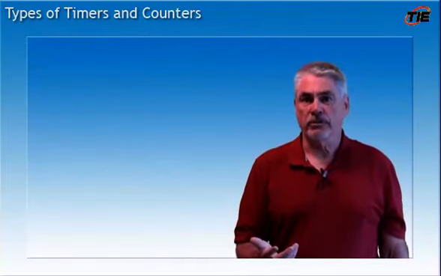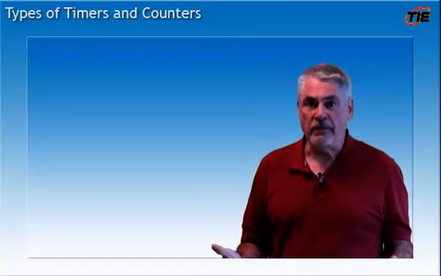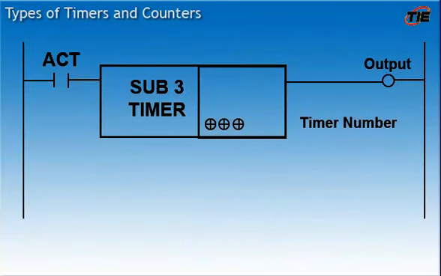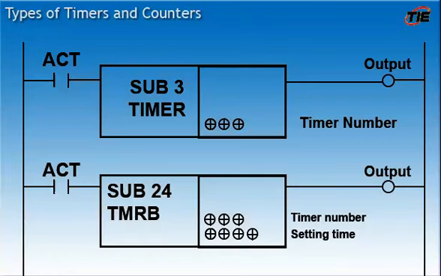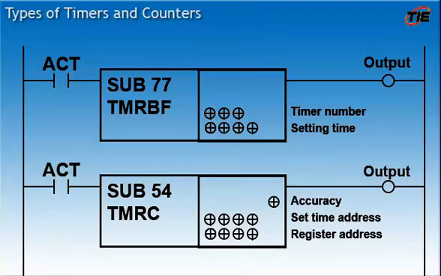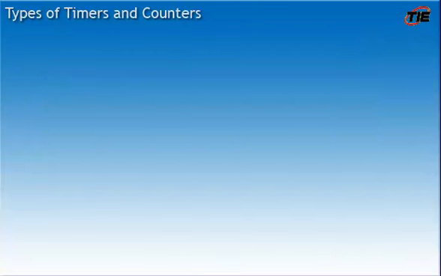Let's start with timers. Timers are a function statement in a PMC. Like all function statements, each type of timer is given a unique subnumber. The ones we will cover today will include sub-3, your variable timers, sub-24, fixed on delay timers, sub-77, fixed off delay timers, and sub-54, which are also variable timers. The availability of these timers will depend upon the model control that you are using and the type of FANUC ladder logic that is in it.